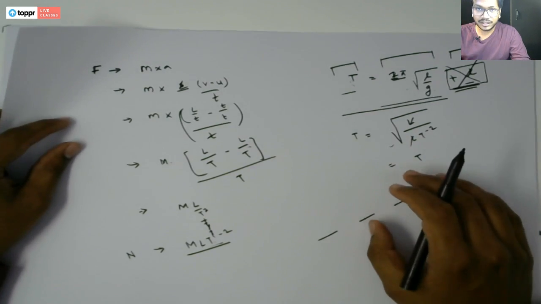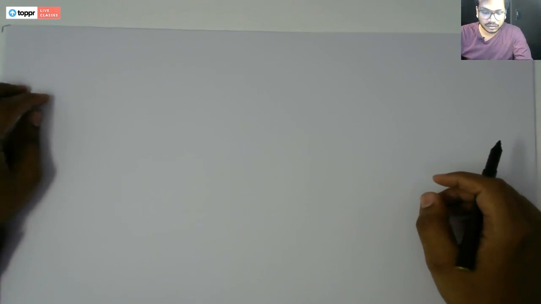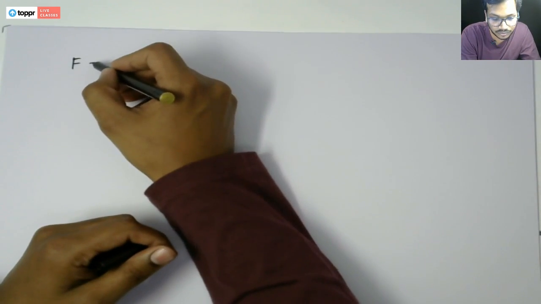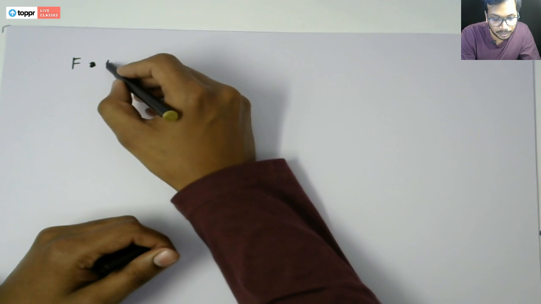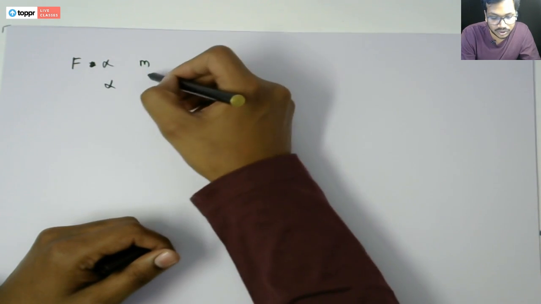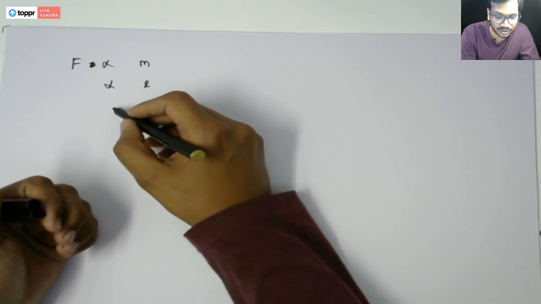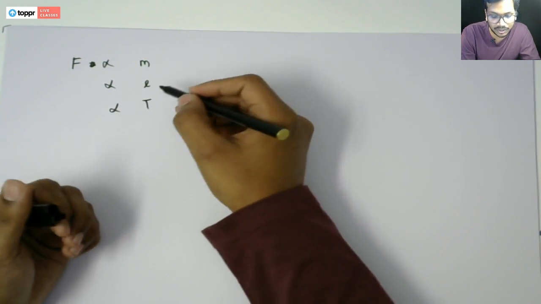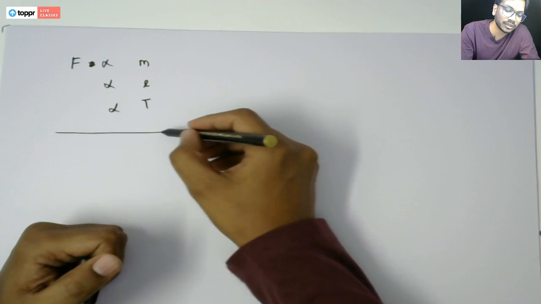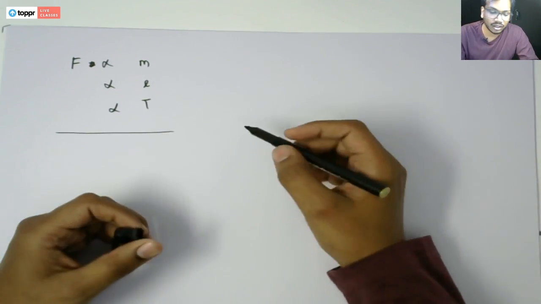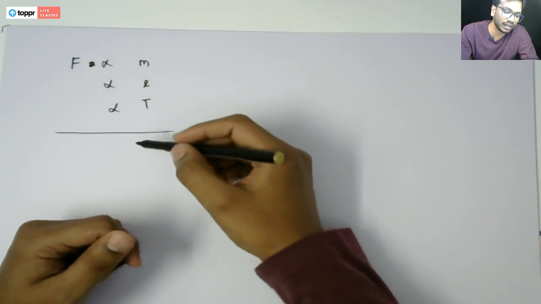Now, extending this theory a little bit further, let us say that force of an object is proportional to mass and is proportional to, I don't know, length that the force experiences, and is proportional to time t. Now this information can be easily found out experimentally, right? So you don't have to know the exact relation between them.